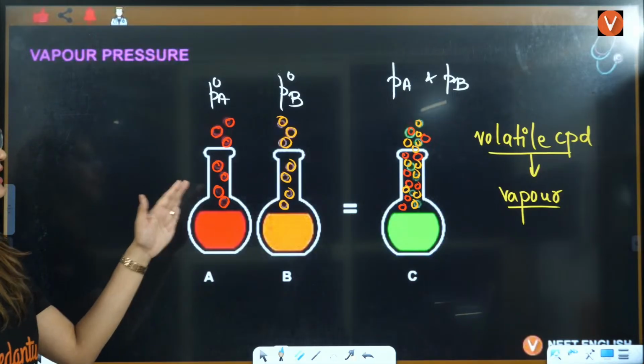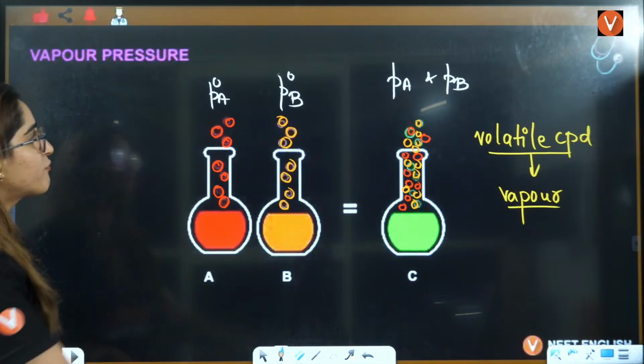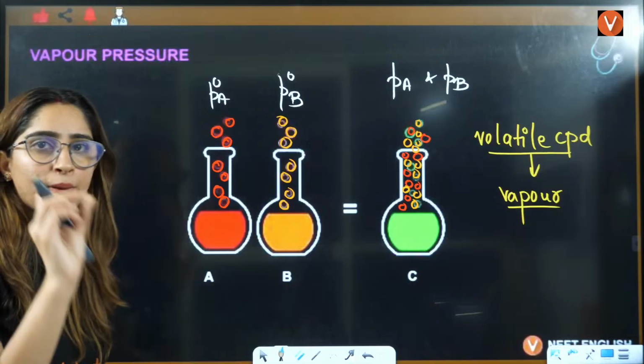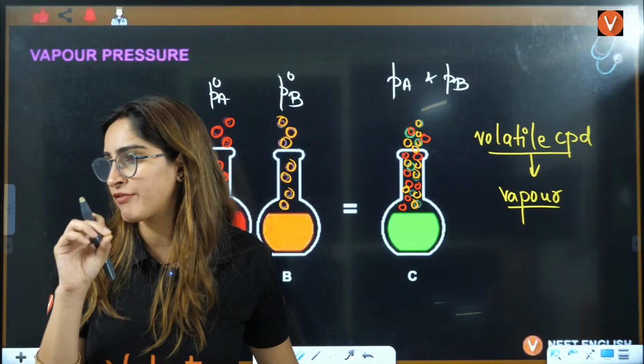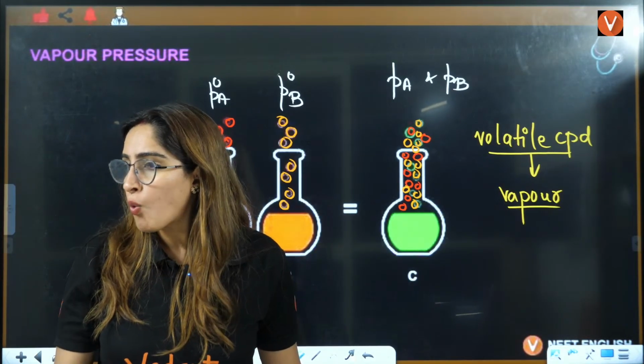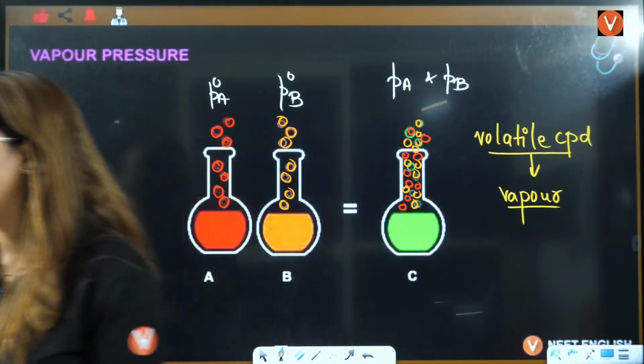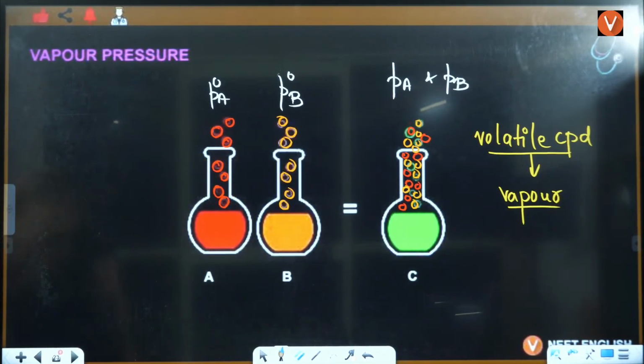If that is clear to everybody, then let me know in the chat box if P naught A, P naught B, PA and PB is clear to everybody here. What you're not able to understand, also let me know that, so that I can help you. The difference between partial pressure and pressure of, okay, see one thing.